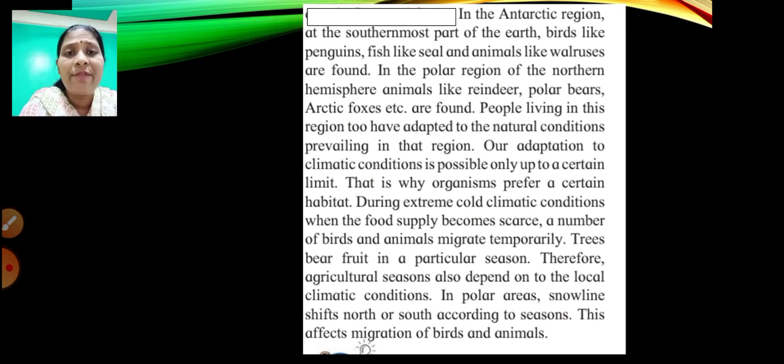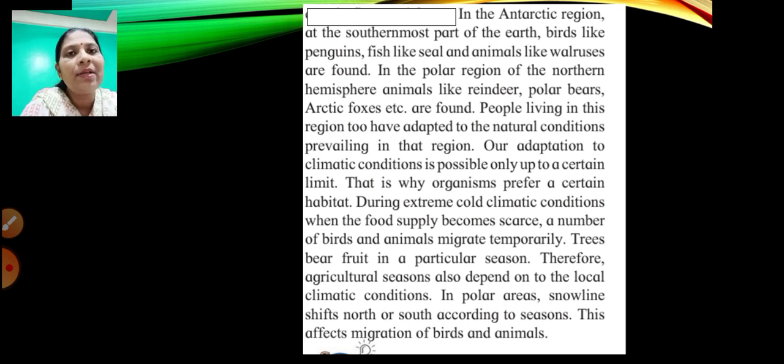So we have learned that animals and birds migrate temporarily from cold climatic conditions to a warmer place, and even trees bear fruit in a particular season. Now, for example, if you take the fruit of mango, these trees will bear the fruits when the climate becomes warmer. During the month of April and May, you get these sweet fruits to eat. You will not get those fruits to eat in the rainy seasons or even in the winter seasons, because it requires a particular season to bear the fruit. Isn't it? So that is because of the climate prevailing over there.